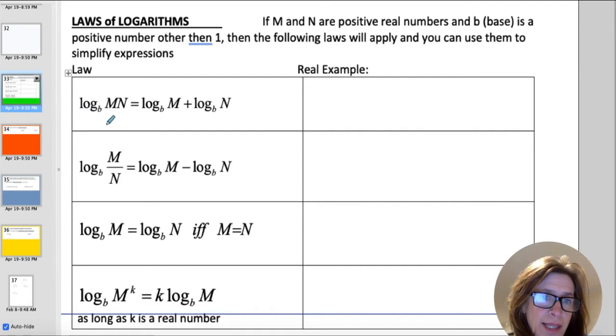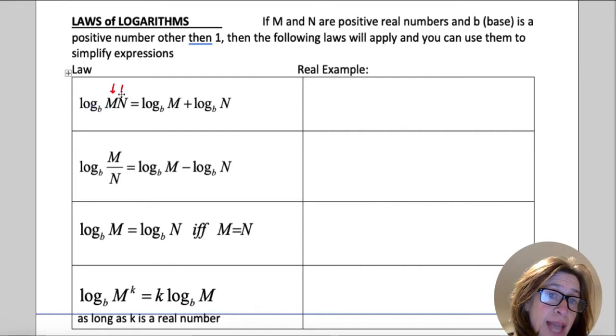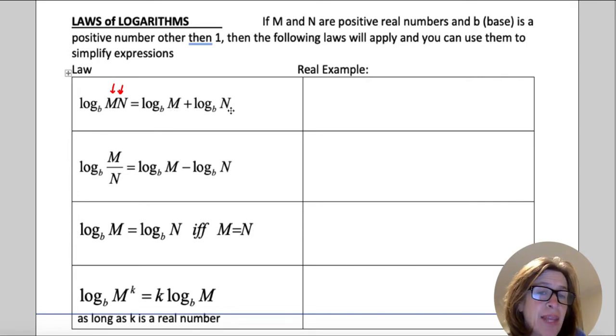So one law says that if you have log base b of m times n, then you can expand the log and rewrite it as log base b of m plus log base b of n. And let me just show you a real example why that works.